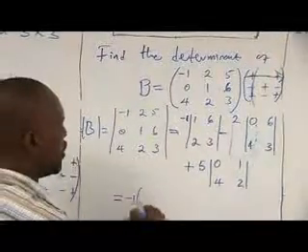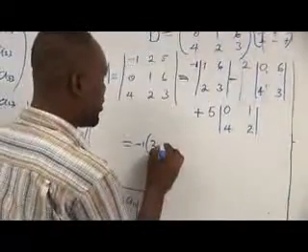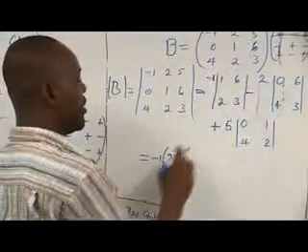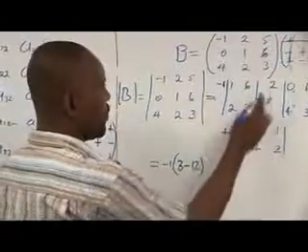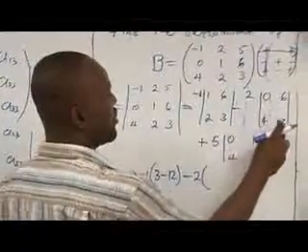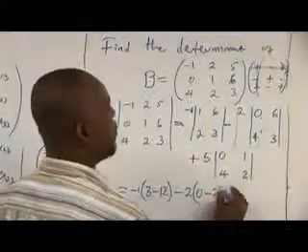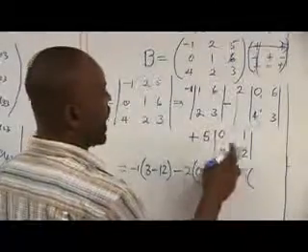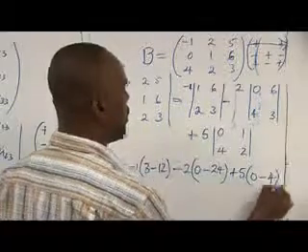This is minus 1 into 1 times 3. It's 3 minus, that's the determinant of a 2 by 2 matrix. 1 times 3 is 3 minus 2 times 6 is 12. We have a minus sign there. Now 2, open. 0 times 3 is 0 minus 4 times 6, 24. Here we have plus 5. 0 times 2 is 0 minus 4 times 1, 4.